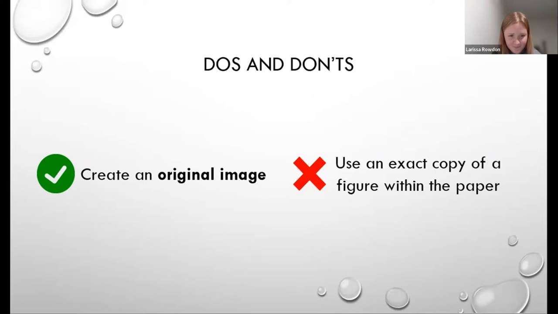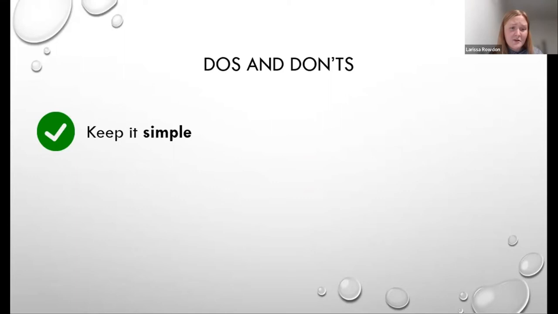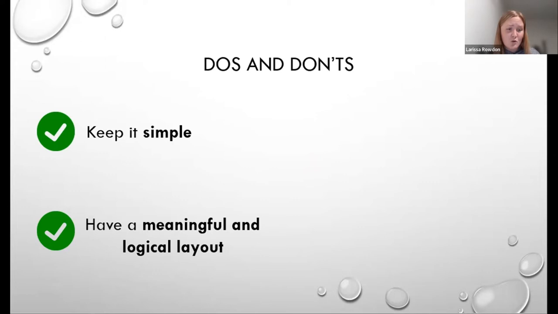You want to try to keep it simple where you can, and have a meaningful and logical layout. Whether it's being read left to right or top to bottom, however makes sense, make sure that there is some sort of logical flow for your eyes to follow. I know it was mentioned, somebody said the cyclical one seemed a lot more confusing. So when you're creating your own, you would totally want to stay away from that. Or if that is what makes sense for the research that you're doing, just make sure that there is something clear letting the reader know, start here.